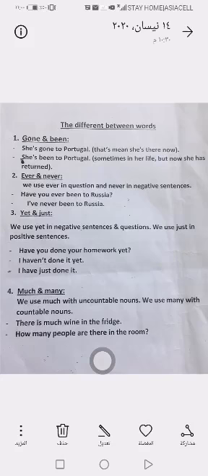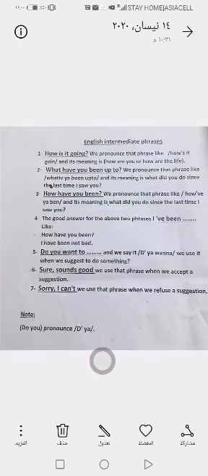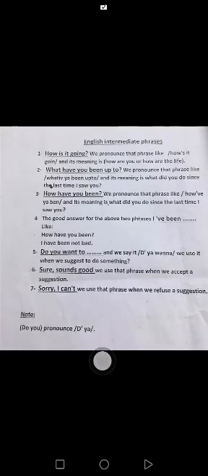Please go to the next page. English intermediate phrases. Number one, how is it going? We can pronounce that phrase like "how is it going." I can read it like that, but I have to pronounce it as "how's it going." And its meaning is, how are you? How is life?